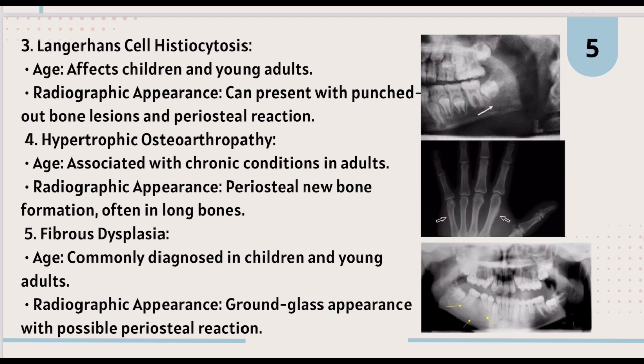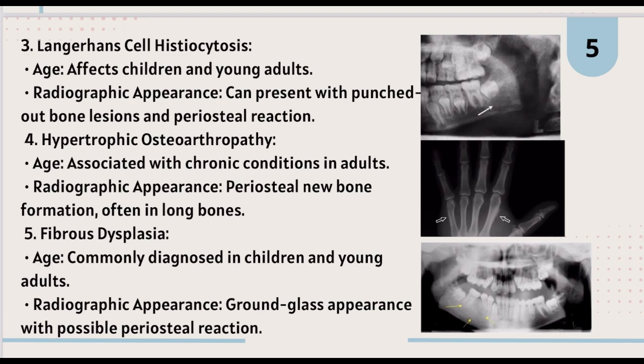Next is hypertrophic osteoarthropathy. It is associated with a chronic condition. It often occurs in long bones. Fibrous dysplasia: fibrous dysplasia occurs in children and young adults. It gives a ground glass appearance with possible periosteal reaction.